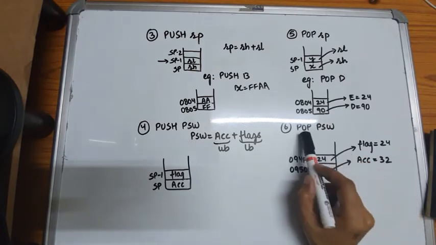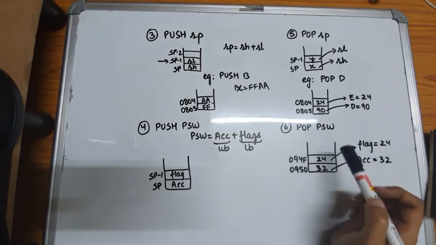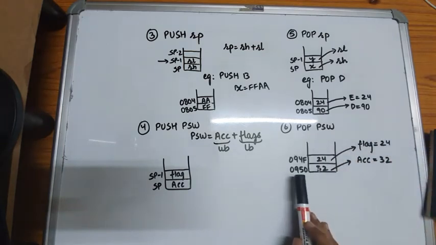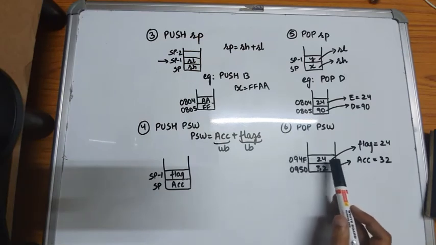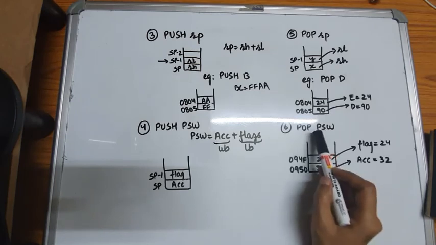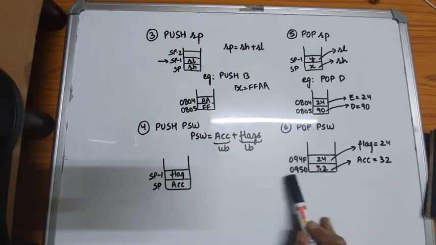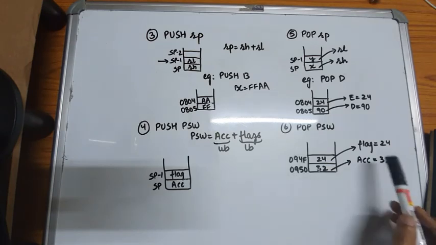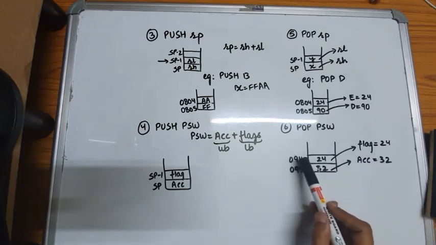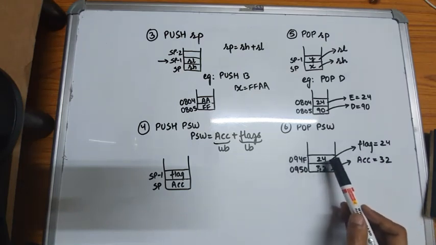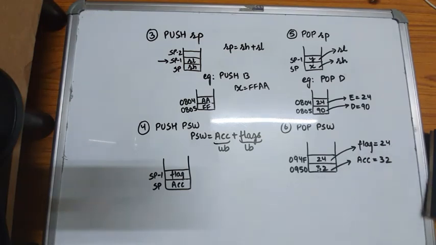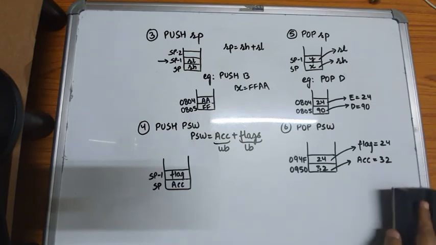And similarly, for pop PSW, the contents of the stack will be popped onto the accumulator and flag. We've taken this example: 0950 is holding 32 and 094F is holding 24. When this instruction is executed, the content of 0950 is moved into the accumulator, so the accumulator will now hold 32, and 094F is holding 24, which will go into the flag. This is how these instructions are executed: push RP, pop RP, push PSW and pop PSW.